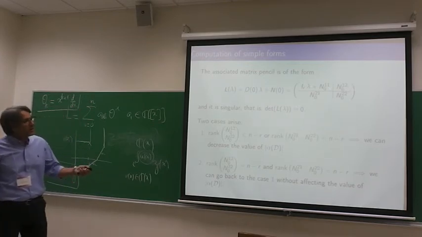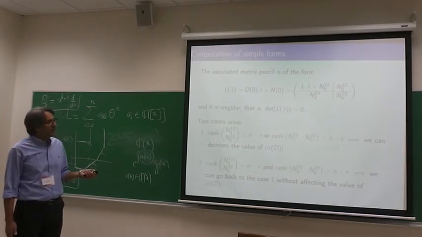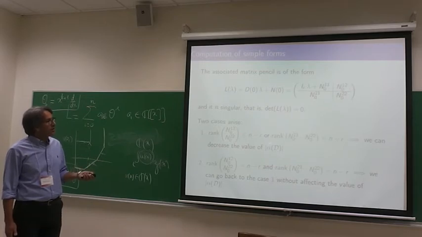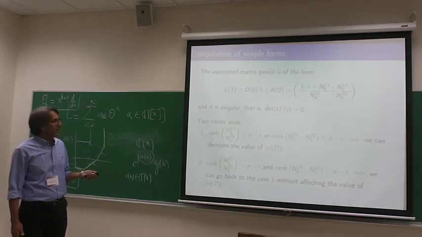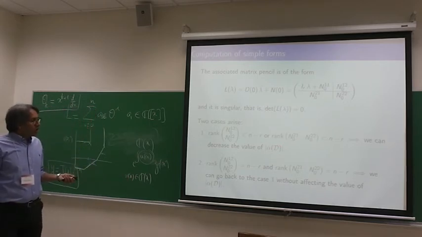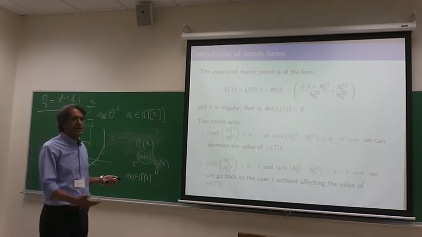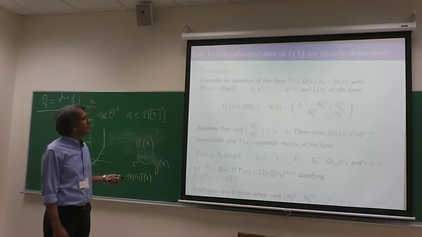If, for example, the columns that are free of lambda are not of full rank, then we can decrease the length of the multi-rank, alpha. Otherwise, we have to do some transformation to go back to this case. So the idea is like this.